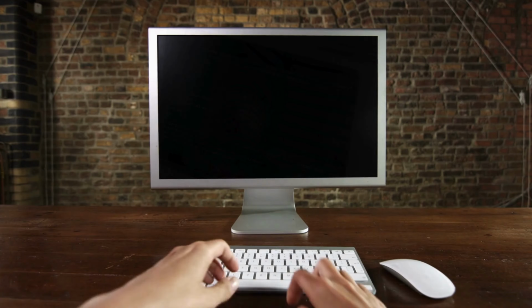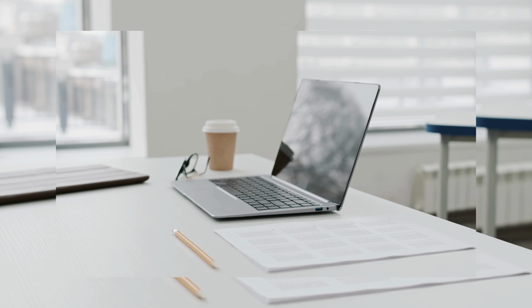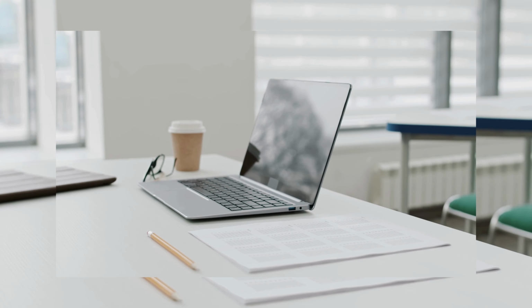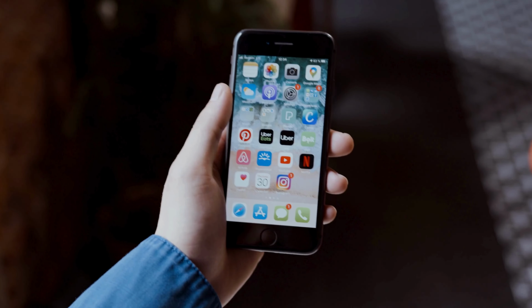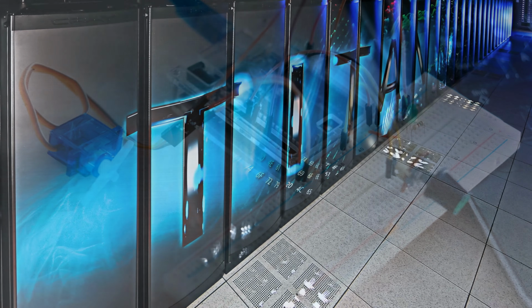So let me ask you this. Is a desktop PC or a laptop a computer? Of course, they are computers. Then how about a cell phone? How about an Arduino board? Or a Raspberry Pi? How about the Titan 3?